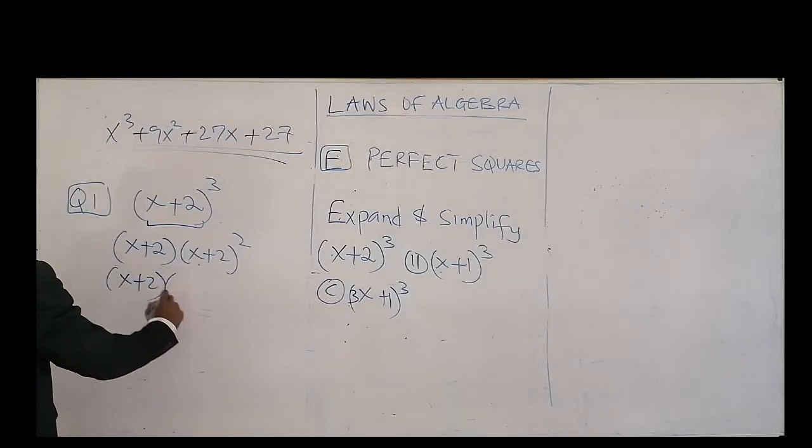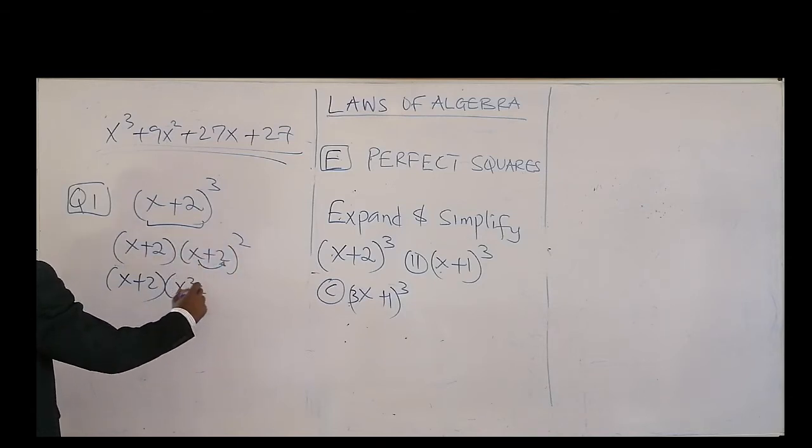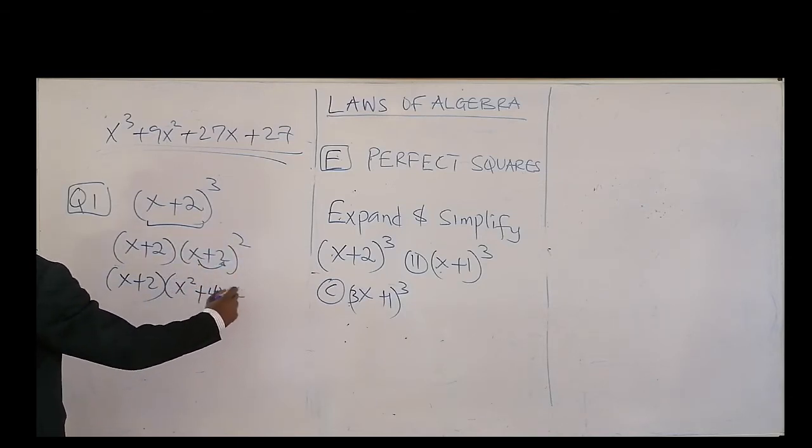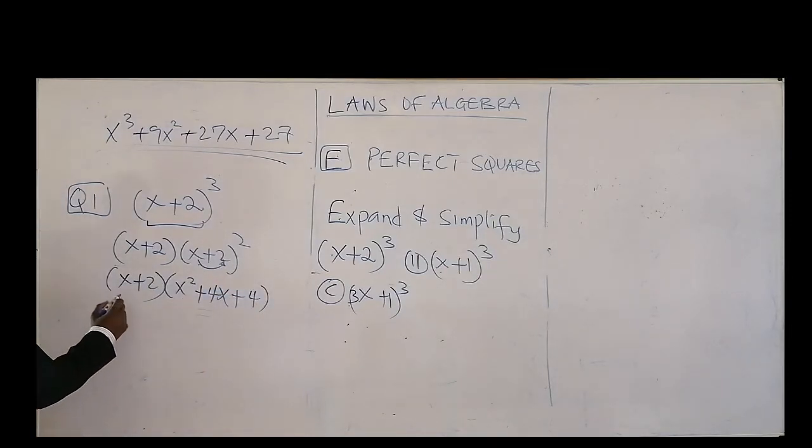Can we expand this one? This will be x squared. This one times this one, that's 2x times 2, that's 4x. Then plus what? 2 squared, that's 4. Then, you can now begin to expand this one times this one, that's x cubed.